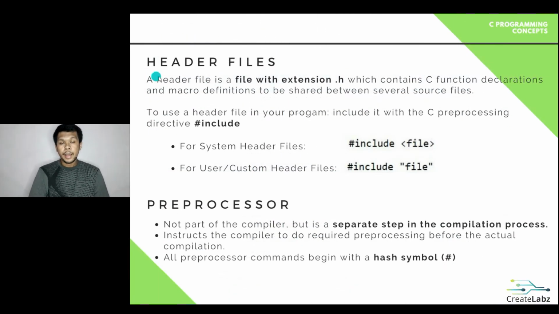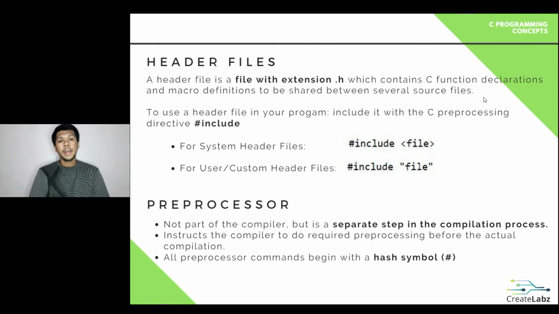What is a header file? A header file is a file with extension .h. It contains C function declarations and macro definitions to be shared with several source files. It is very common that if you're using a library, then you will use its header file.